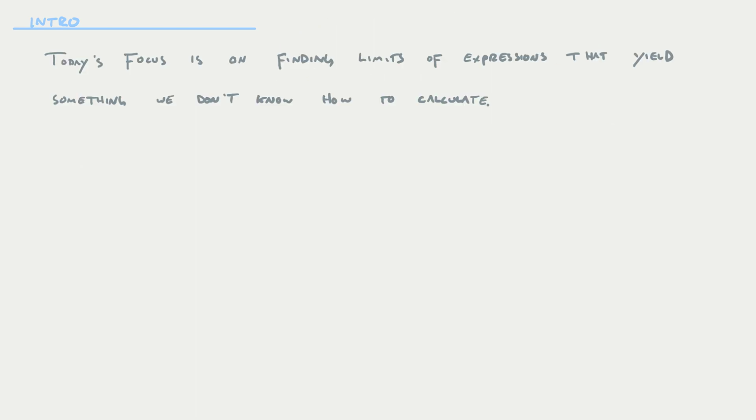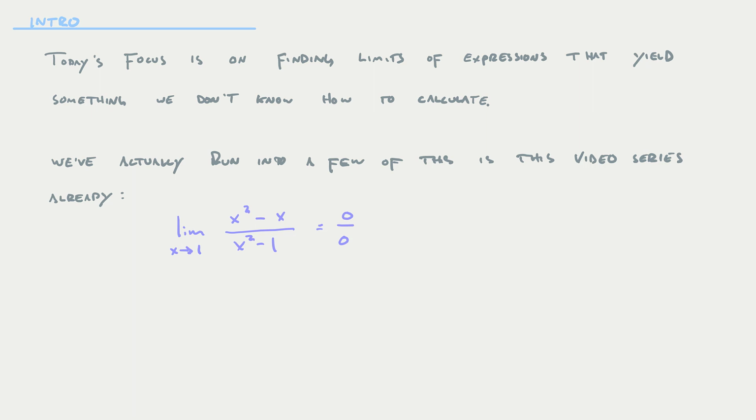Now, granted, differential calculus is just a small portion of the mathematics map in general, but today's focus is going to be on finding limits of expressions that yield something that we don't actually know how to calculate. To be fair, though, we've actually seen some examples of this before. For example, the limit as x approaches 1 of x squared minus x divided by x squared minus 1. If you try to use direct substitution, that gives you 0 over 0.